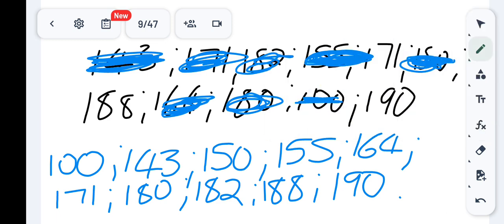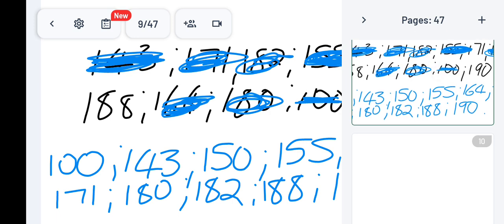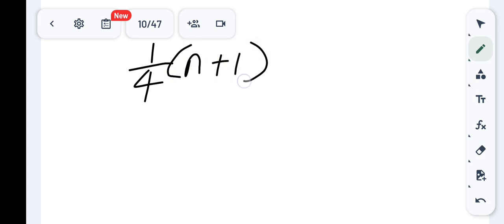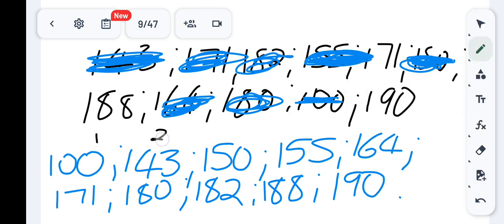I want us to find the lower quartile first. Lower quartile is 25%, and we said 25% is equivalent to 1 over 4. So this is the formula that you are going to use to find the lower quartile: 1 over 4 into n plus 1. We said n is the number of values or total frequency. In this case we have 1, 2, 3, 4, 5, 6, 7, 8, 9, 10.